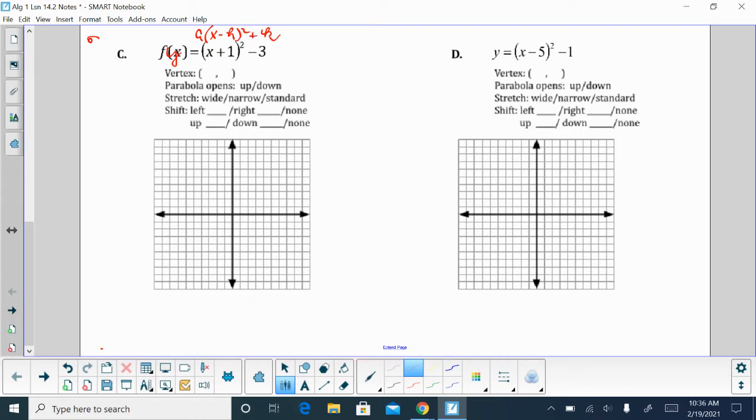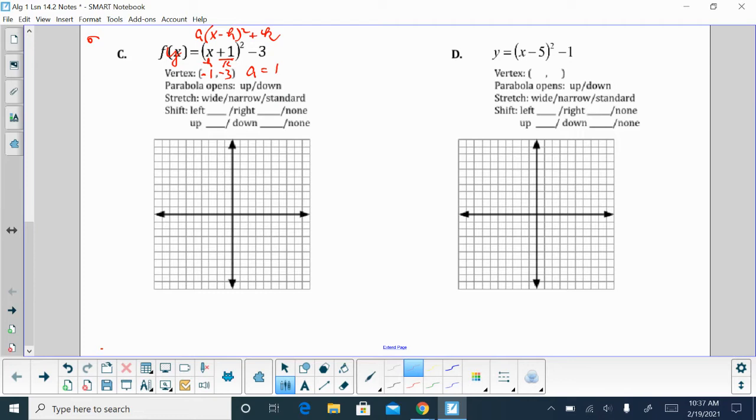Now with that in mind, remember with h, it's always the opposite value. And the vertex is that h and k, which actually is x and y. So my h is a -1 and my k is a -3. So that tells me that's where the vertex is for this parabola. And my a is a +1.